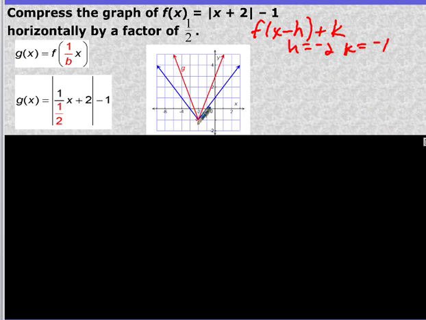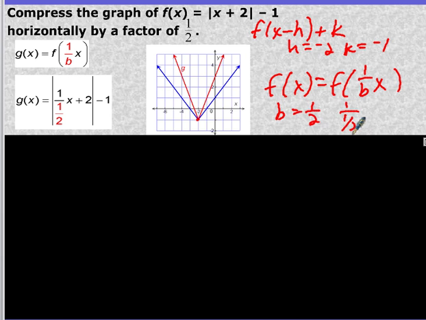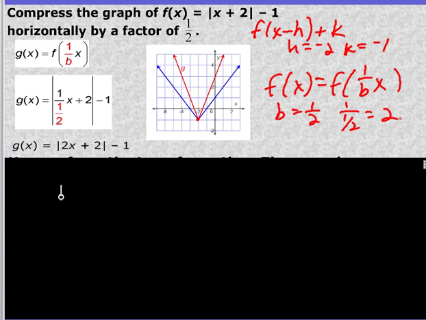So a horizontal stretch or compression is going to be g(x) = f((1/b)x). So our b is 1/2. 1 over 1/2 is equal to 2. So basically we're going to replace x with 2 times x. And that's what we've done here. So we've replaced x with 1 over 1/2 times x, which is 2x.